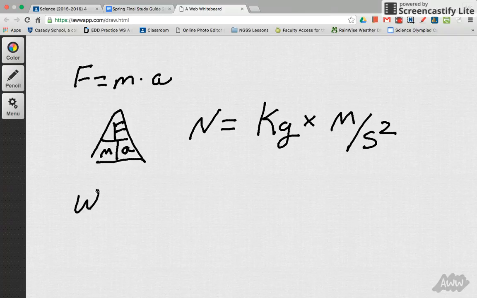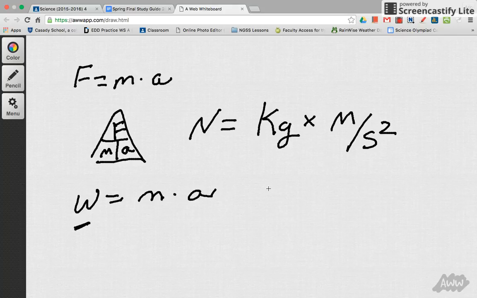Weight is a force, so it's also going to be mass times acceleration due to gravity. And because the acceleration due to gravity can change on different planets, and on our planet with how far away you are from the Earth, this could be variable. That's why when you go from Earth to the moon, you have a different weight, because you have a different amount of acceleration acting upon you.